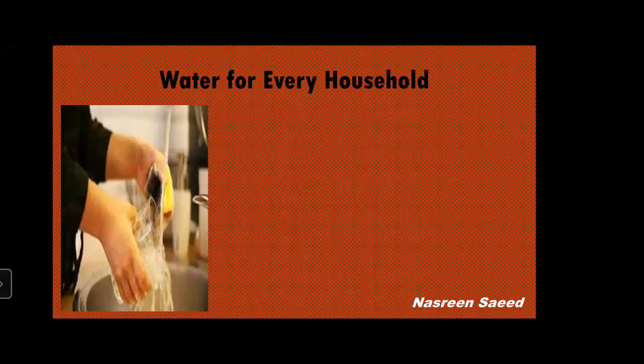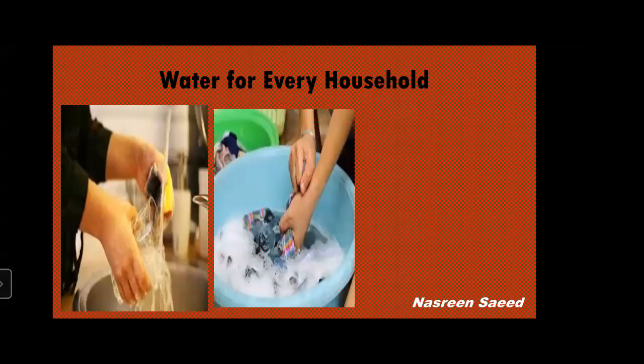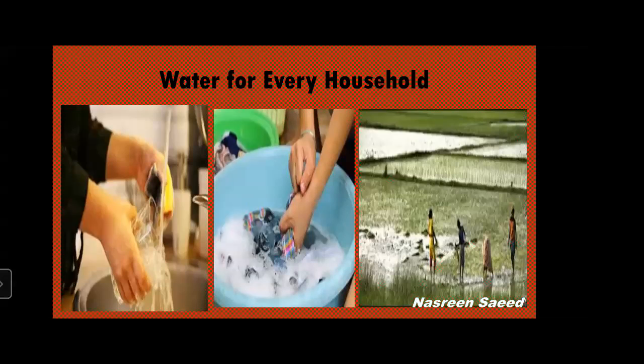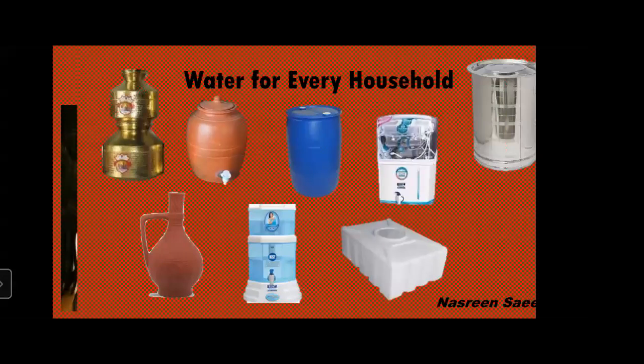Then washing utensils, washing our clothes. And the farmers also need water for growing the crops. If they do not get good water, they won't be able to grow good crops. If they are not growing the crops, we won't be having food to eat. So even the farmers need water for growing the crops. Then I explained you this picture.